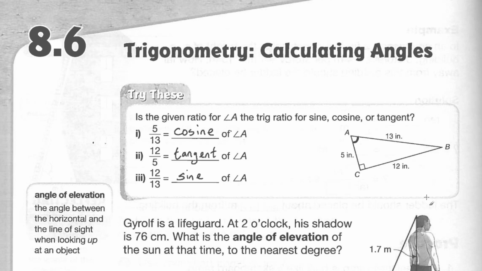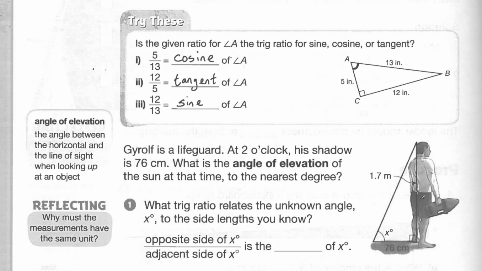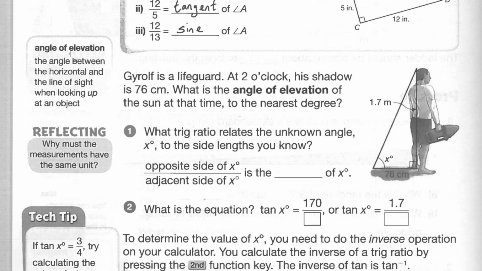So we've been able to use angles to find a missing side, but how do we use sides to find a missing angle? As a review, the angle of elevation is the angle between the horizontal and the line of sight when looking up at an object. Gerolf is a lifeguard. At 2 o'clock, his shadow is 76 centimeters. What is the angle of elevation of the sun at that time to the nearest degree?